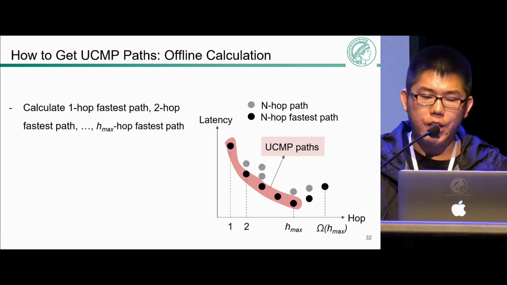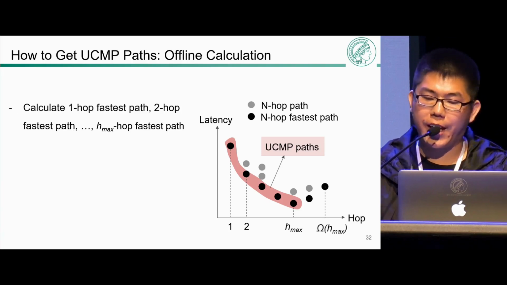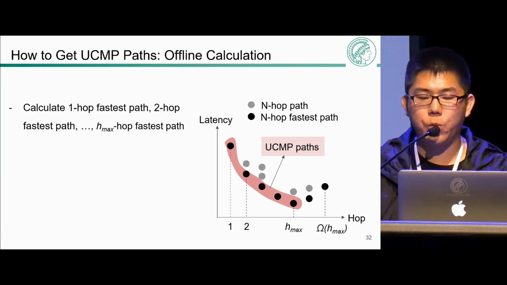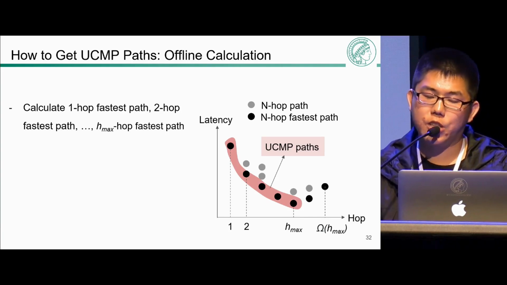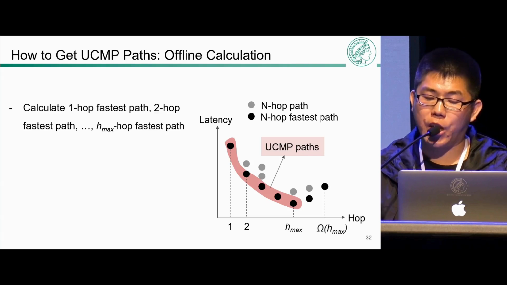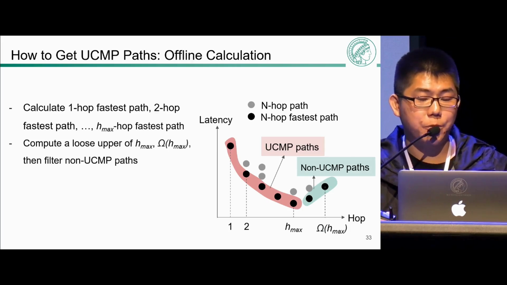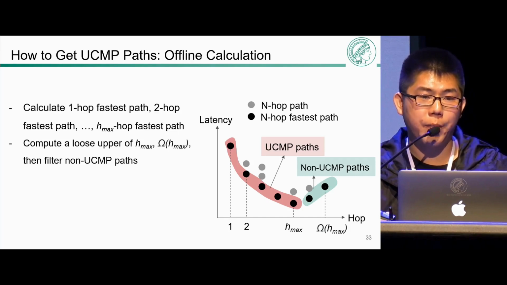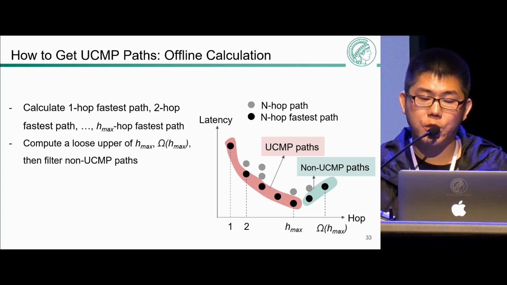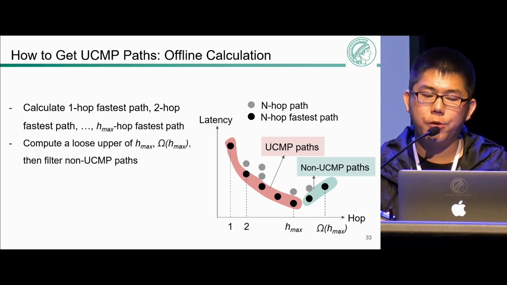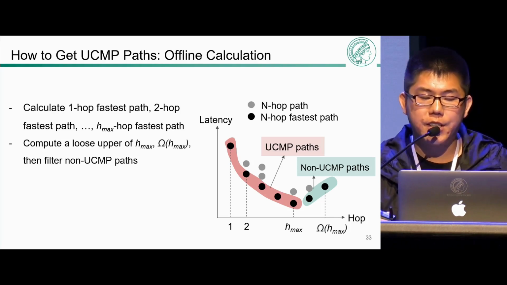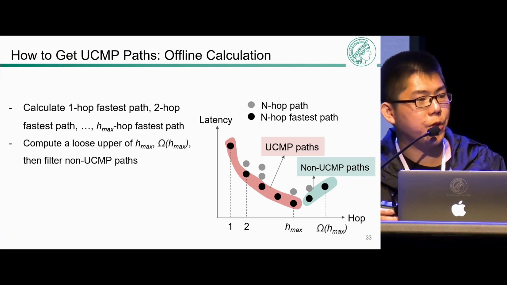Knowing the UCMP path region, we conduct offline calculation. The basic idea is calculating the 1 hop fastest path, then the 2 hop fastest path, and so on, and then stop when n equals Hmax, which is the hop count of the globally fastest path. One problem is that we cannot get Hmax in advance. The solution is that we compute a loose upper bound of Hmax and calculate n-hop fastest paths until this upper bound. Finally, by checking each path's latency and hop count, we filter out the non-UCMP paths. We skip the details of the algorithm here, and please refer to our paper.